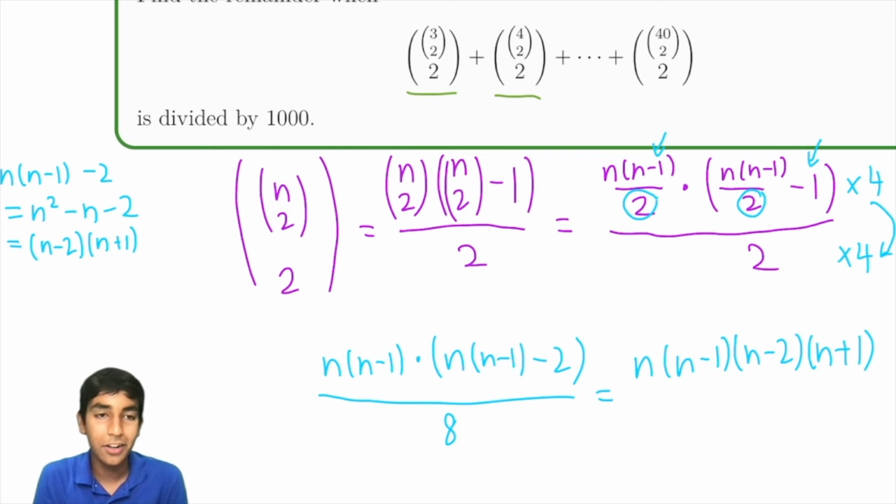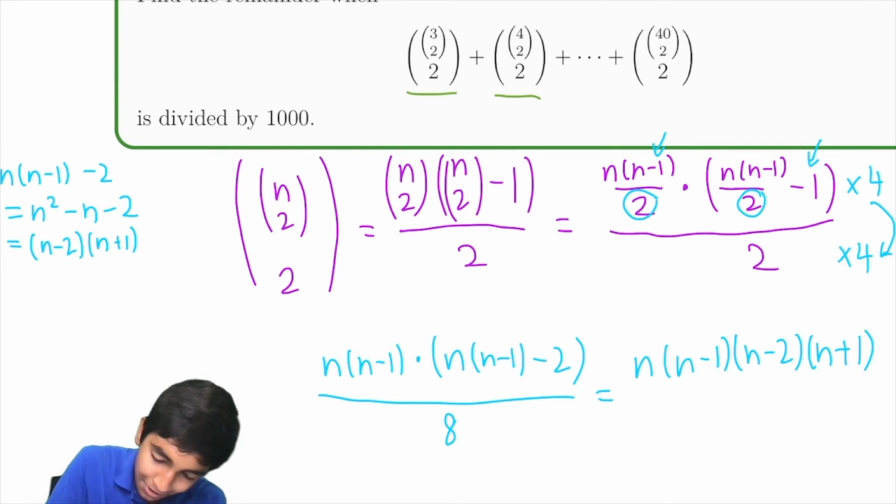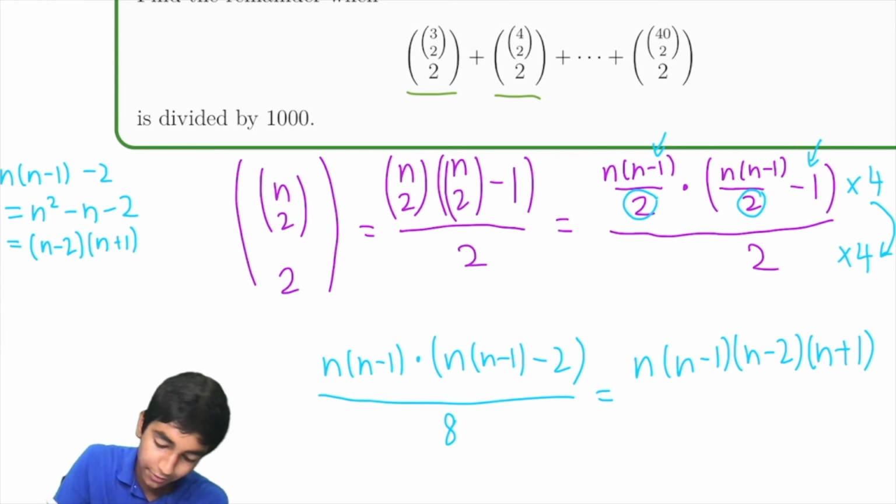What do we do from here? We could expand it and then use a bunch of formulas, but that does not seem like a very neat solution. Can we maybe make it another combo identity? Notice that this is just a product of consecutive numbers from n minus 2 to n plus 1: n minus 2 times n minus 1 times n times n plus 1. Can we rewrite this? Of course, we have to divide by 8.